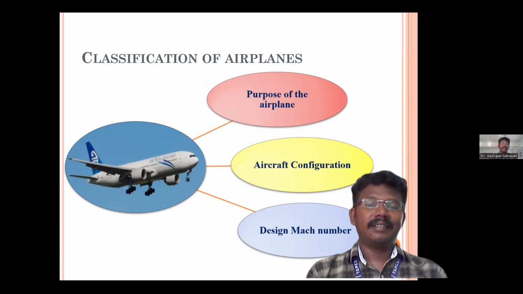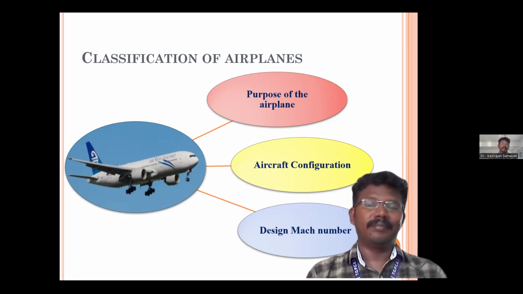Then the third point is Mach number. Mach number is nothing but the speed of the aircraft. Generally, we can classify the speed of aircraft as low speed, medium speed and high speed. For a low speed aircraft, the Mach number is less than one. It's subsonic. If Mach number is equal to one, it's sonic. Compared to subsonic, the sonic speed is more. So less than one Mach number is subsonic, and equal to one is sonic.